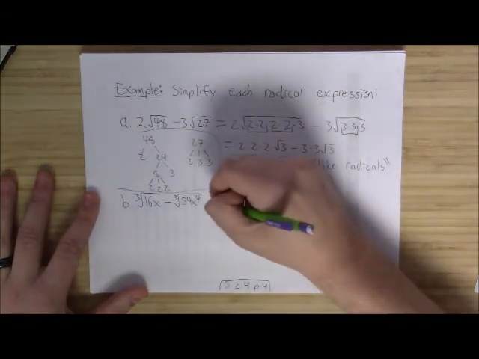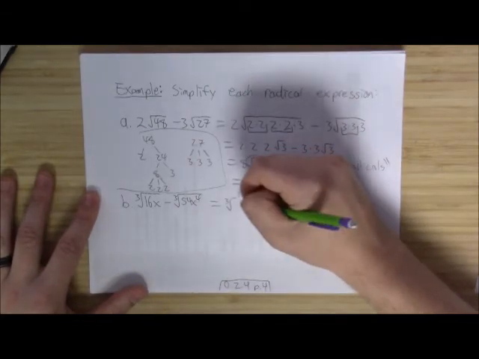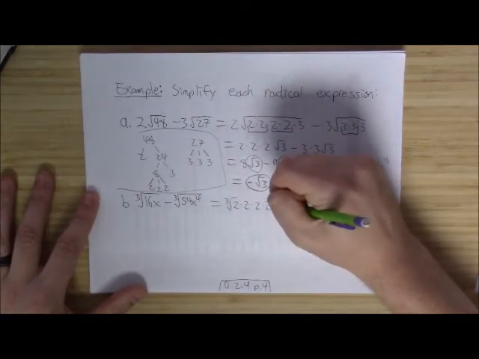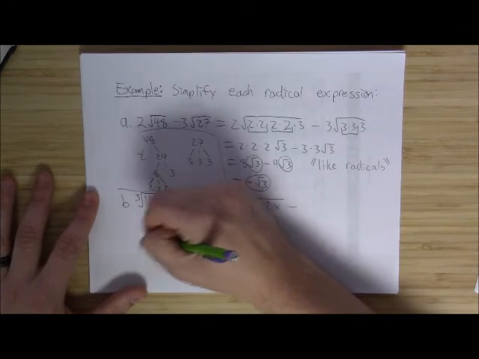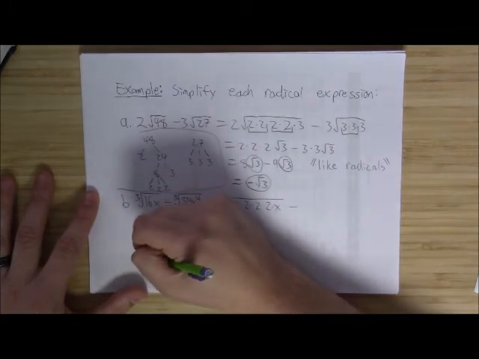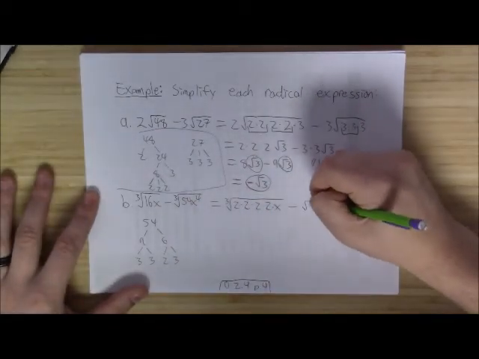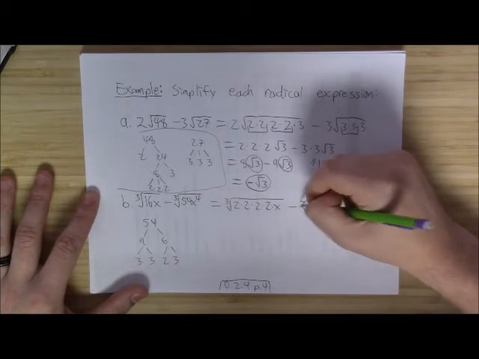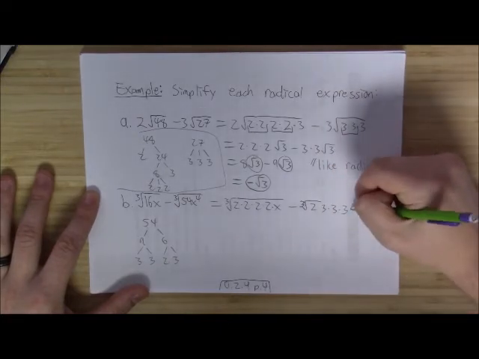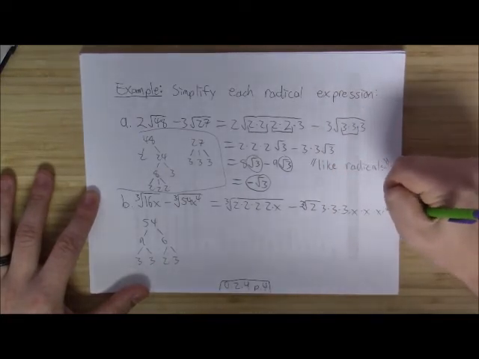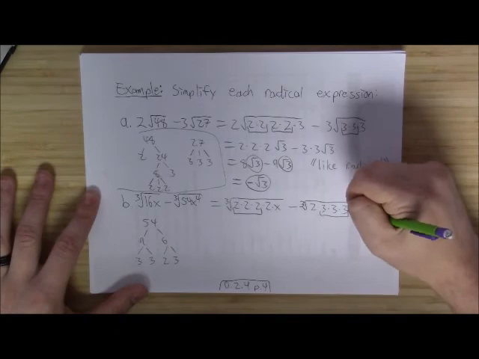In a similar way, we can do this problem. 16 is easy. That's 2 times 2 times 2 times 2, and then an x. 54 is a bit more of a challenge, but if you remember it's 9 times 6, it's not too bad. 9 is 3 and 3, 6 is 2 and 3. And so we have a cube root of 2 times 3 times 3 times 3, and then times x times x times x times x. Again, this is a cube root, so you need triples to be able to bring out.